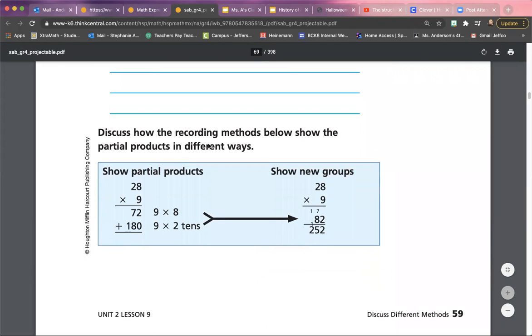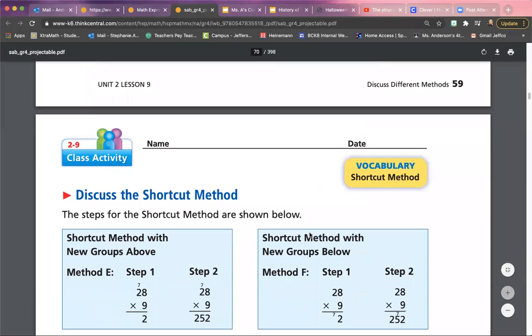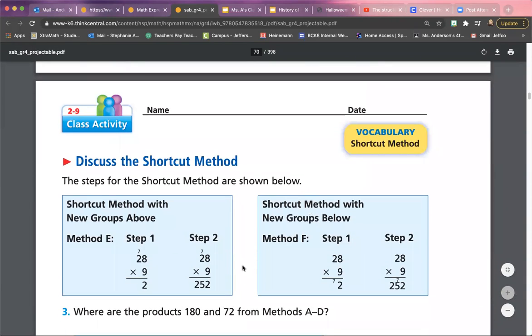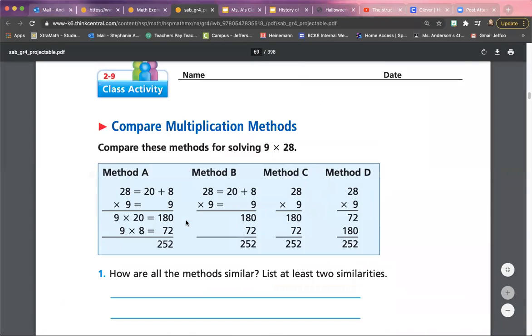And so here is, again, the same idea here. They have it shown as partial products and shown as new groups. Again, it's just talking about the ways they're different and the ways that they're the same. I'm going to actually go through that one really quick. Let's see here. So what we're going to have is I'm actually going to go down here.